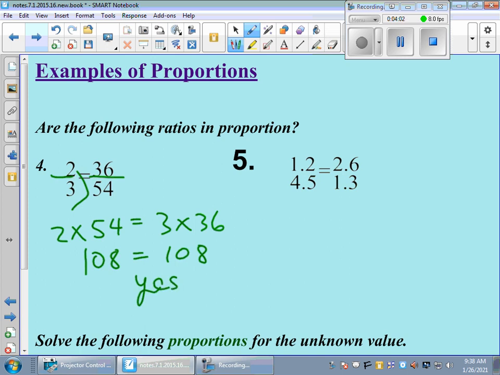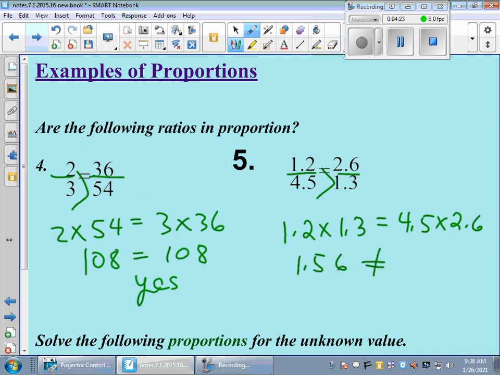In the next example, again, remember these are supposed to have lines underneath here. It just didn't print out. We have 1.2 over 1.3. Does that equal 4.5 over 2.6? Okay. So with that in mind, I have 1.56, and that does not equal the 11.7. So in this case, your answer would be no.